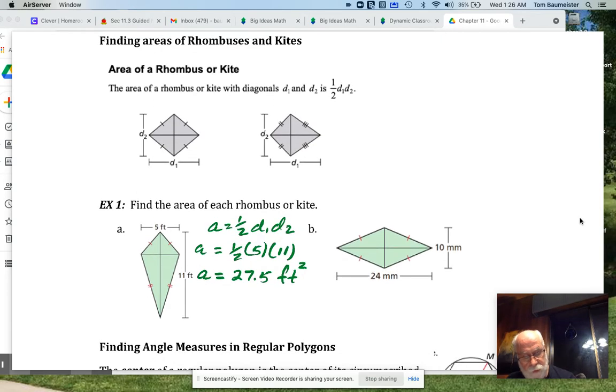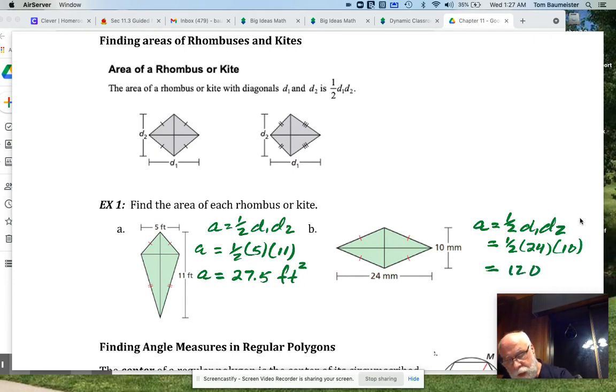The second one, same thing. We're going to use the formula. 1/2 D1 times D2. Doesn't matter which one you call D1 or D2. All right, so we're going to have 1/2 of 24 times 10. And again, if you can plug that one into your calculator, or that one you can actually kind of figure out. Half of 24 would be 12. 12 times 10 would be 120. And then this time it's millimeters squared.